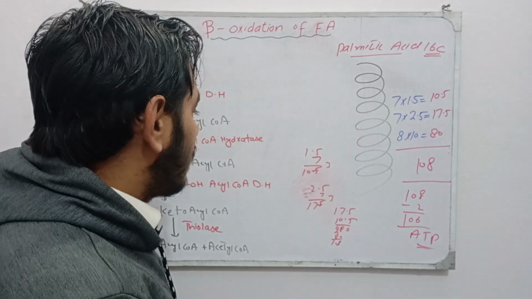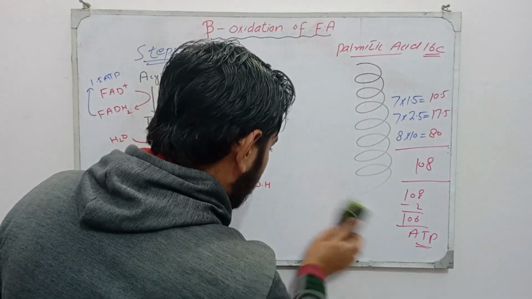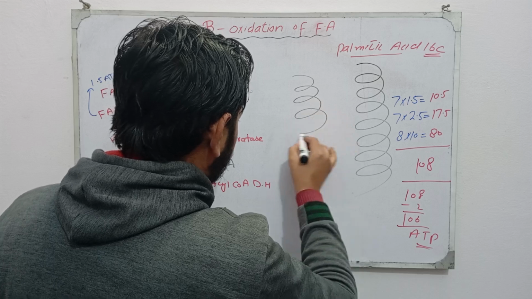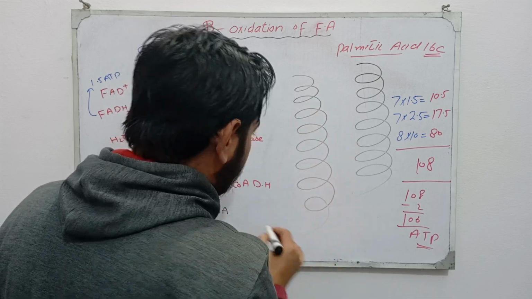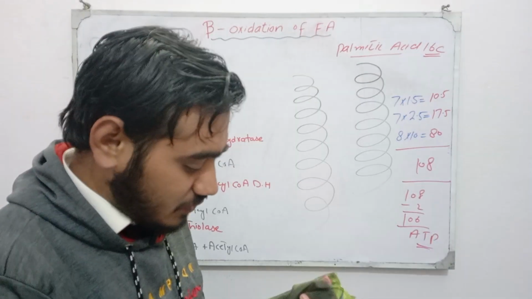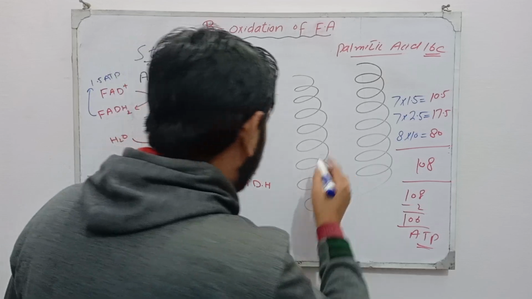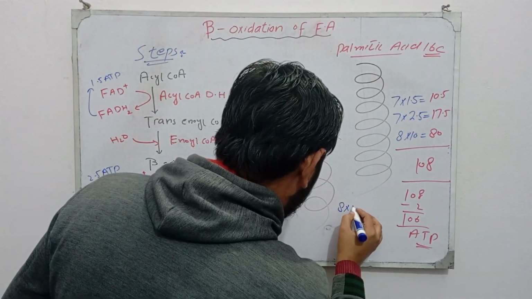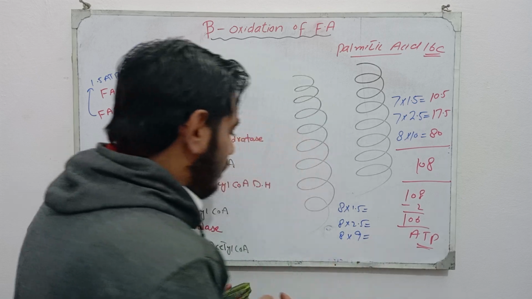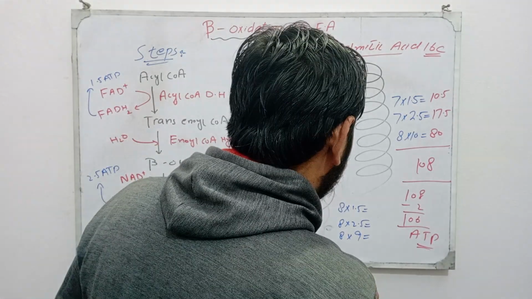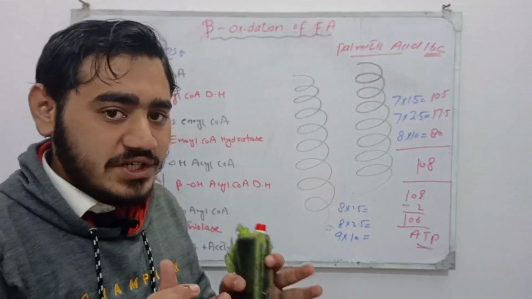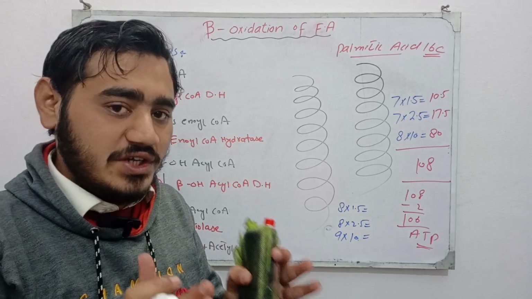Okay students. And the next example is stearic acid. Stearic acid undergoes 8 cycles of the beta oxidation of fatty acid, and here there is production of 8 molecules of NADH and H plus and 8 molecules of FADH2.